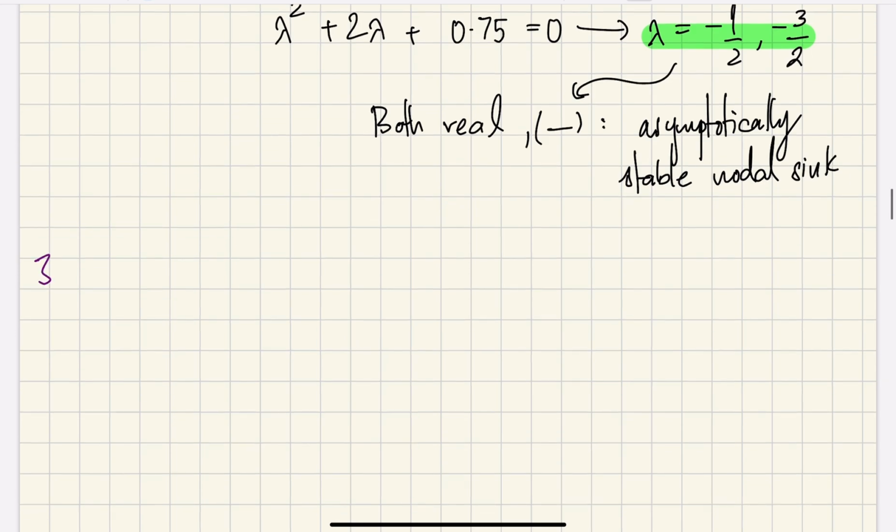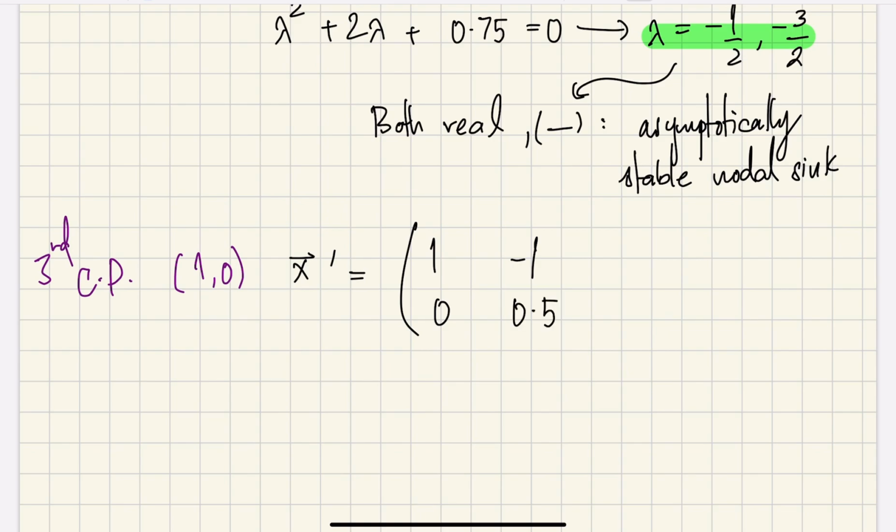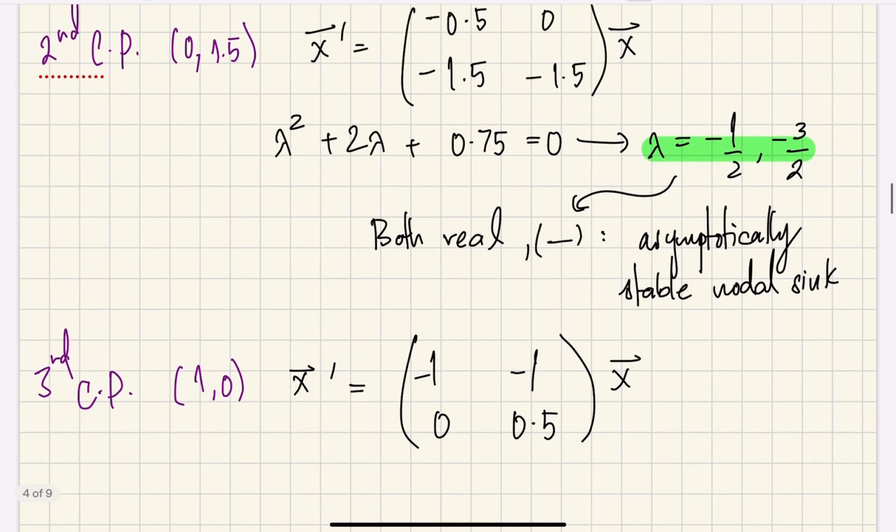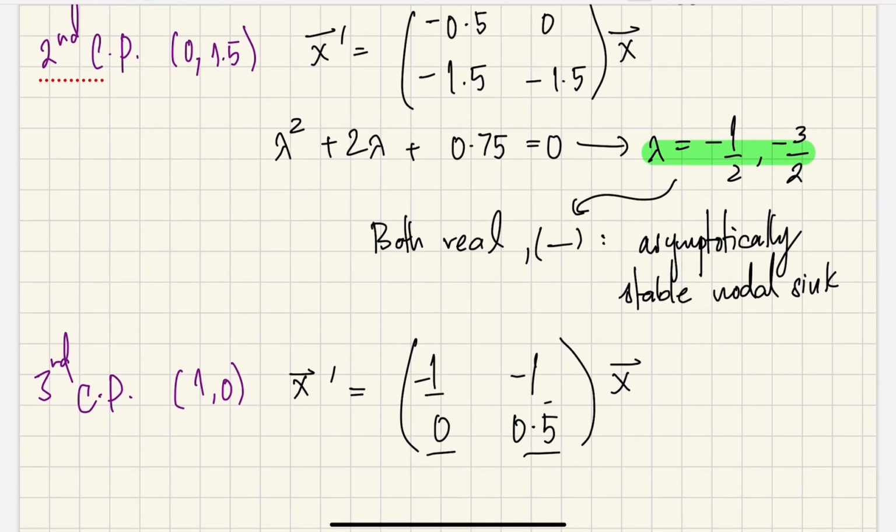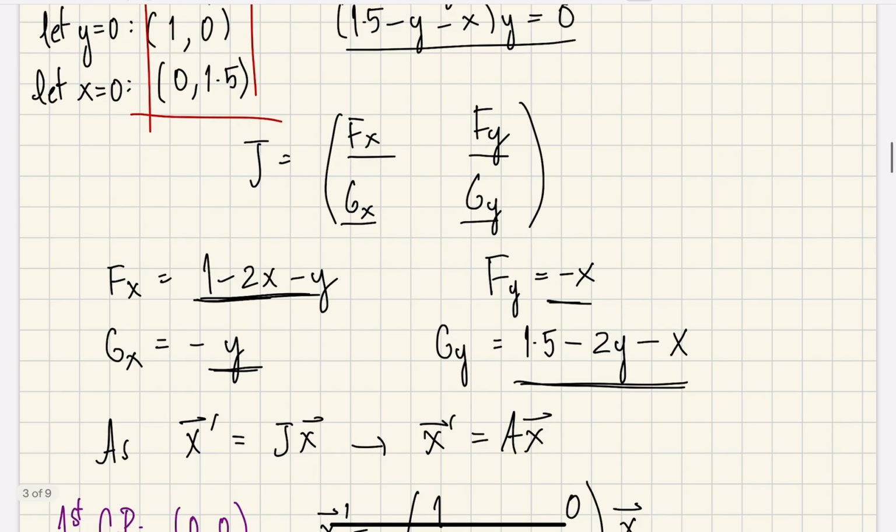And for the last time, for my third critical point, which is 1, 0, I have 1, negative 1, 0, 0.5. So I think this is negative 1. Once again, I got these values by plugging in 1 and 0 over here for my Jacobian.